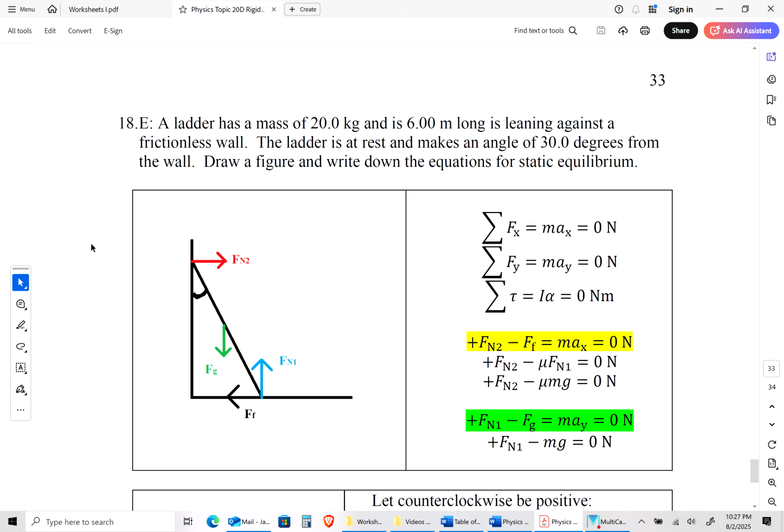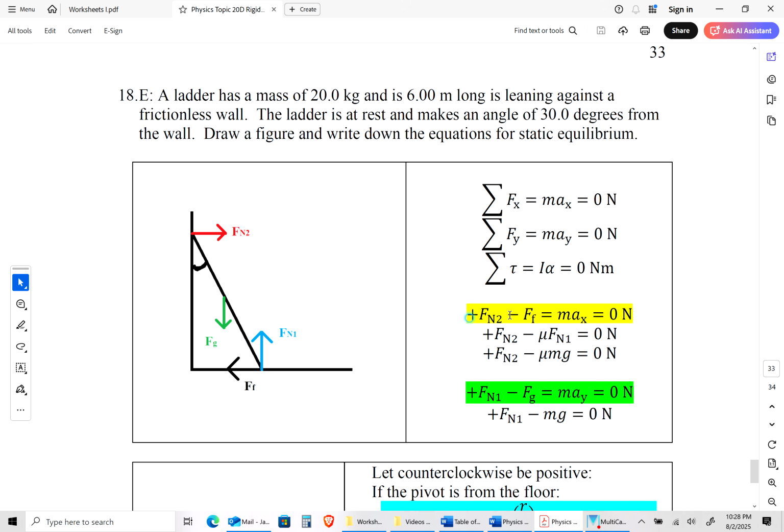Question 18. A ladder has a mass of 20 kilograms and is 6 meters long, is leaning against a frictionless wall. The ladder is at rest and makes an angle of 30 degrees from the wall. Draw a figure and write down the equations for static equilibrium. So we want to make sure this ladder is not moving horizontally. We want to make sure this ladder is not moving vertically. And finally, this third equation, we want to make sure this ladder is not rotating clockwise or counterclockwise.